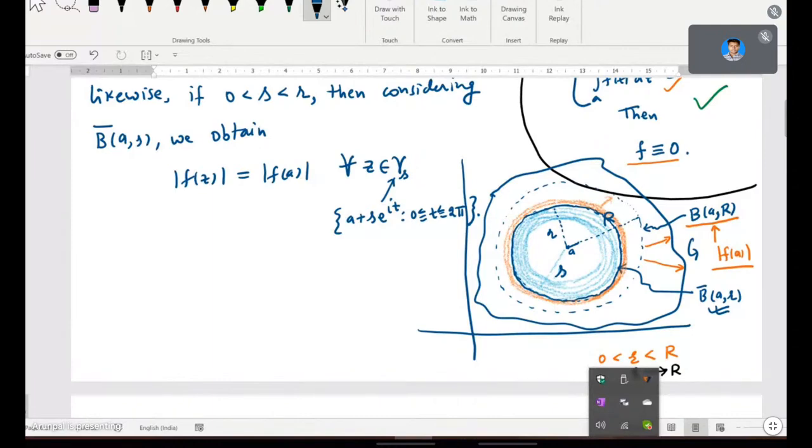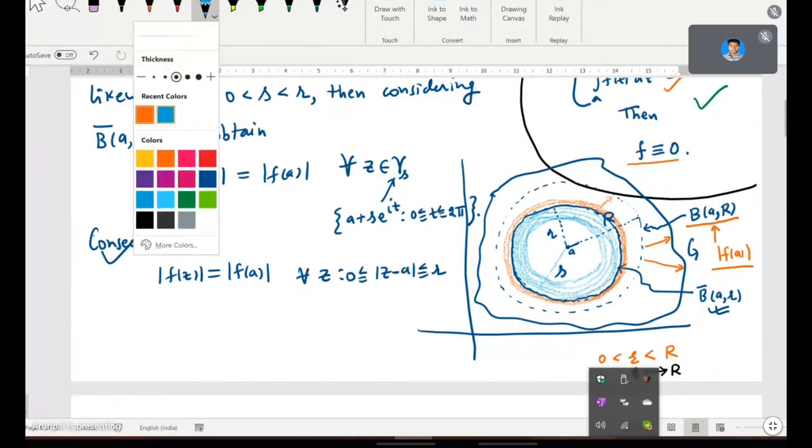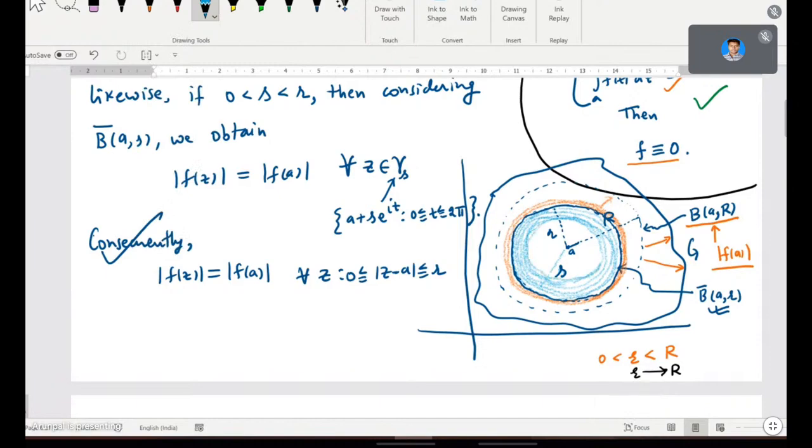So class, consequently, mod of f(z) is equal to, I have already explained this, consequently, I will go on repeating this process. For all z such that mod of z minus a is less than or equal to r, it means class, all this is covered now. Is this okay class? Taking circles again and again. Is this okay class? Yes, sir. All this is covered. Okay.